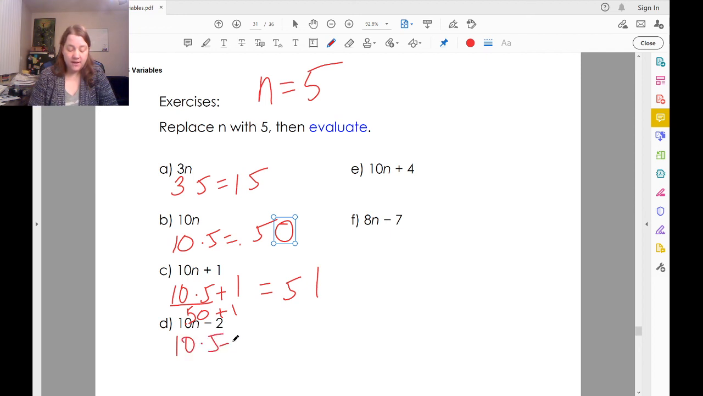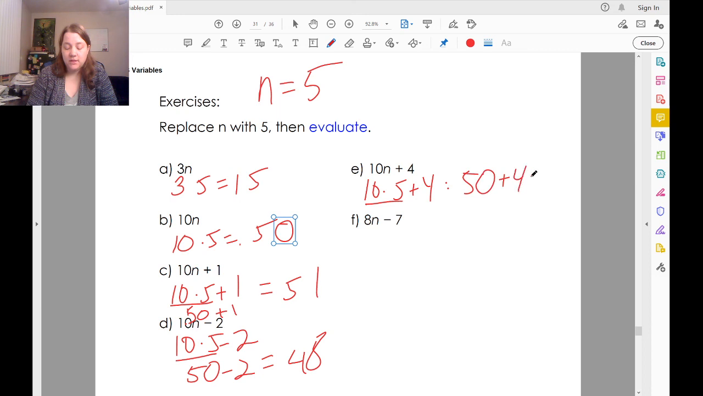10 times 5 minus 2. 10 times 5 is 50, minus 2 is 48. 10 times 5 plus 4. 10 times 5 is 50, plus 4 is 54. 8 times 5 minus 7. 8 times 5 is 40. 40 minus 7 is 33.